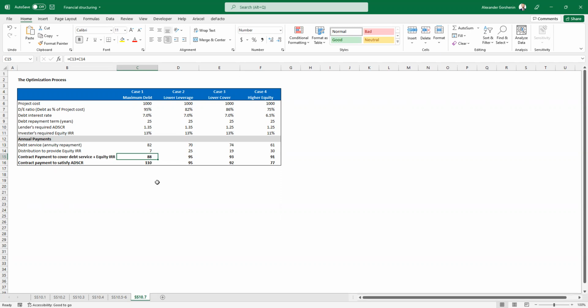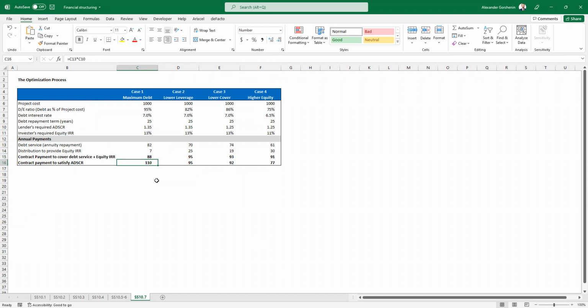Since the annual debt service is 82, the contract payments have to be 110. That is 82 multiplied by 1.35 to satisfy this ADCR. So even though the lenders and investors would receive the required debt service and distributions with the annual contract payments of 88, the contract payment is forced up to 110 because of a cover ratio required.